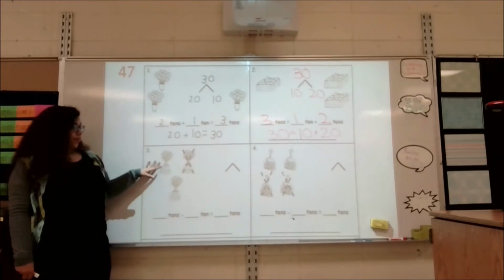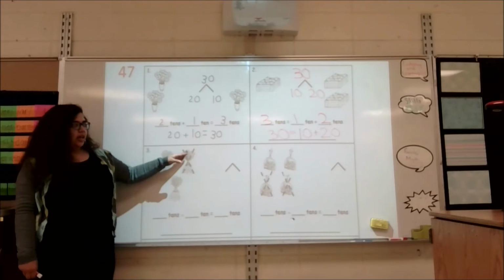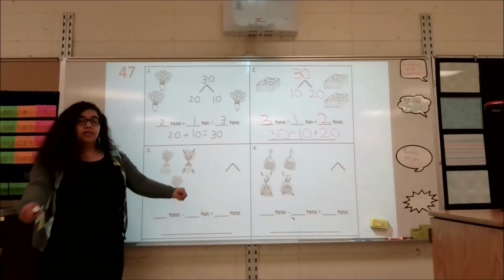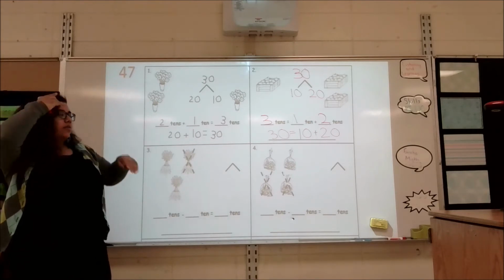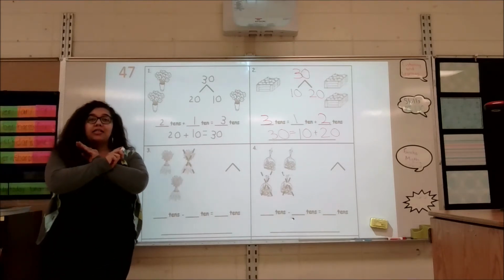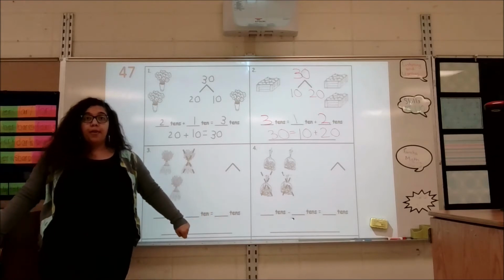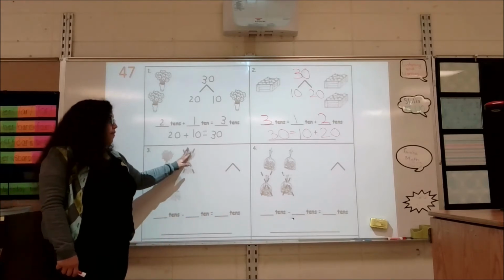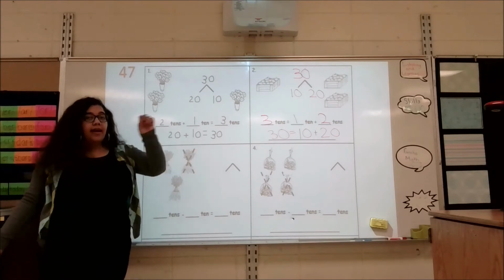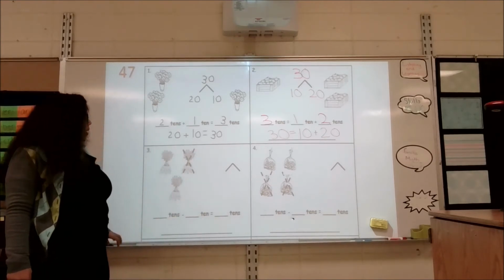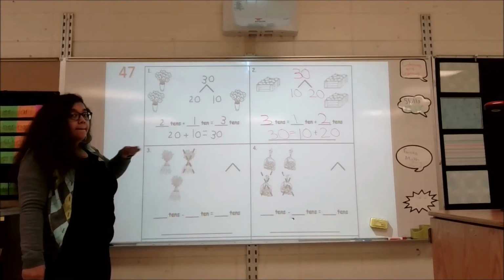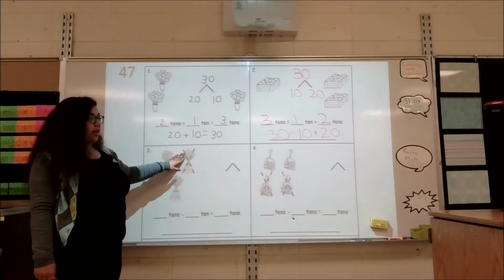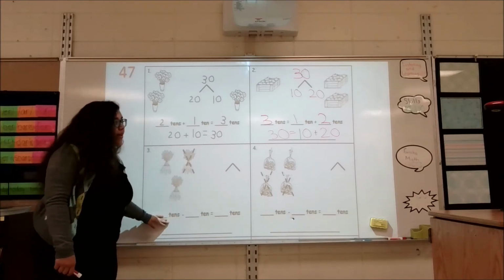So, 2 bunches of carrots, 1 bunch of carrots. Those are my parts. How many bunches of carrots do I have in total? 3 bunches of carrots. Good. So that crossing out still tells us where our parts are. However many are crossed out is one part. However many are not crossed out is our other part. So 3 bunches of carrots minus 1 bunch of carrots equals 2 bunches of carrots.